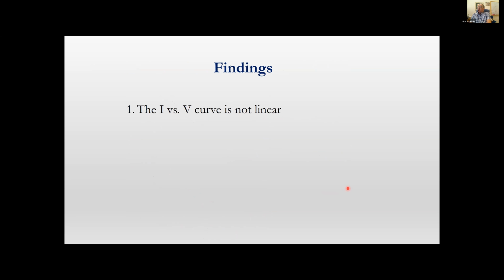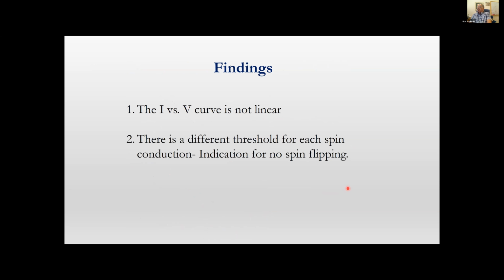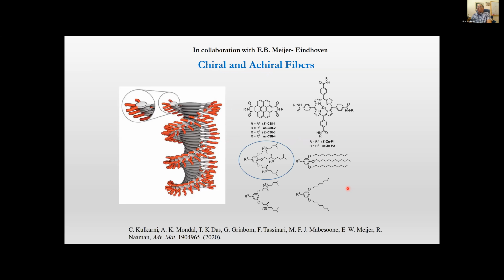So if I summarize our results so far, we see IV curves that are not linear. There's a different threshold for each spin conduction, an indication of no spin flipping, namely during the conduction, spin doesn't flip. That was observed also in the photoelectron experiment. The polarization is similar to that obtained with photoelectrons. So let's see on what properties of the molecule the spin polarization depends.